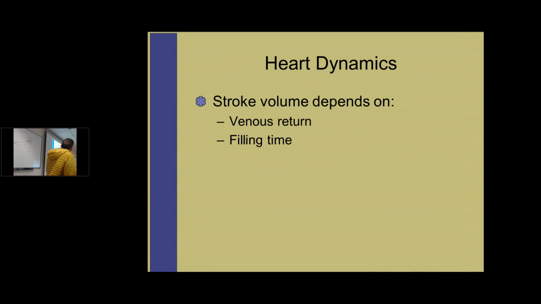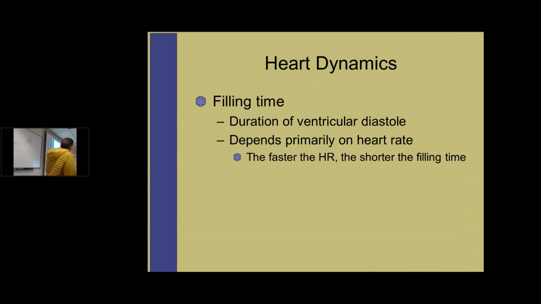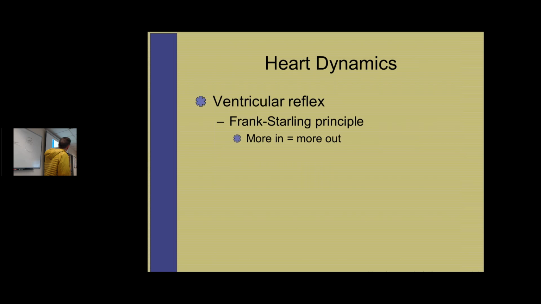Stroke volume depends on how much blood is inside of it, right? So how much venous return it has and how much time it has to get that venous return. The filling time is diastole, and that is dependent on the heart rate. If you have a slower heart rate, you have an increased diastole, so increased fill time. With a higher heart rate, you're going to have decreased fill time, and your stroke volume is going to go down. This is all called the Frank-Starling principle. This is the physiology of the cardiac output of the heart. Basically, it is the more in, the more out.